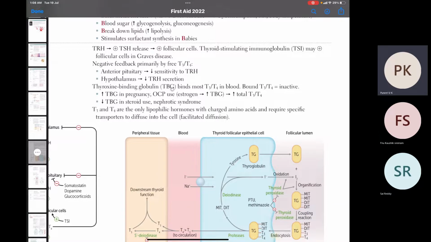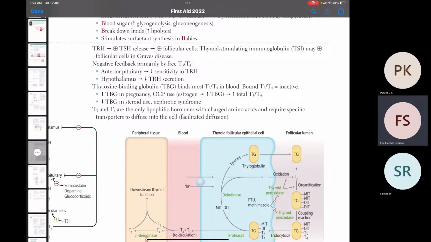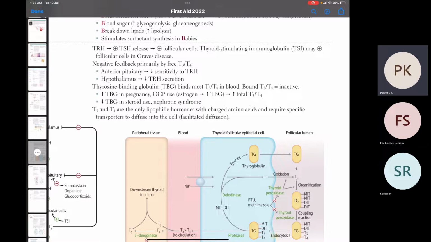Thyroxine binding globulin (TBG) binds T3 and T4 in the blood. The bound form is inactive. We know that. There is increased TBG in pregnancy, OCP use, etc., because there is an increase in estrogen, which increases the amount of TBG. So there is an increase in the total amount of T3 and T4. Reduced TBG is seen in steroid use and nephrotic syndrome. Why nephrotic syndrome? There is protein loss. You have amino acid loss, so globulin will therefore be lost.